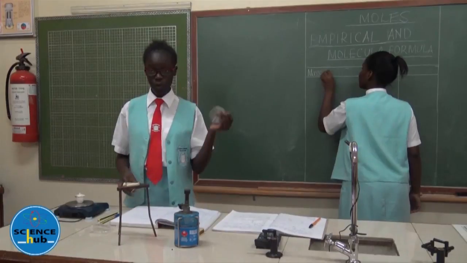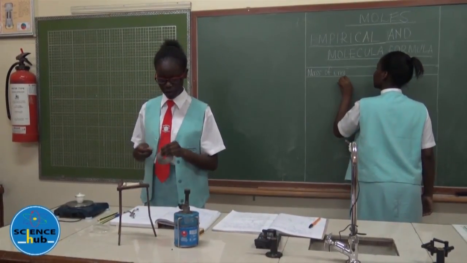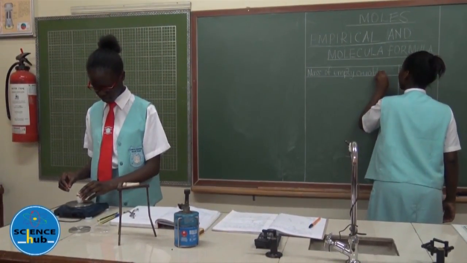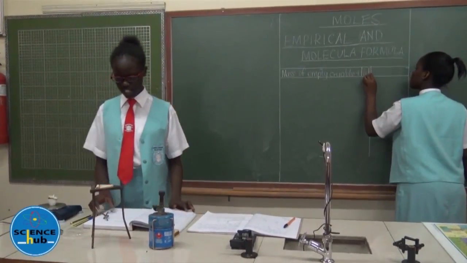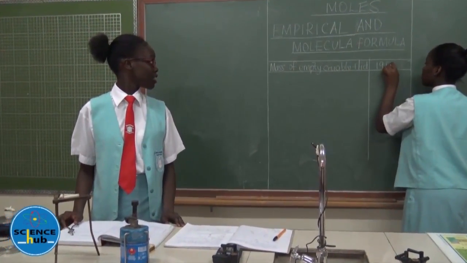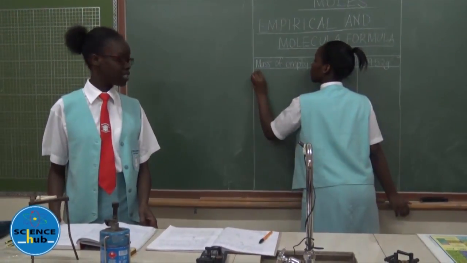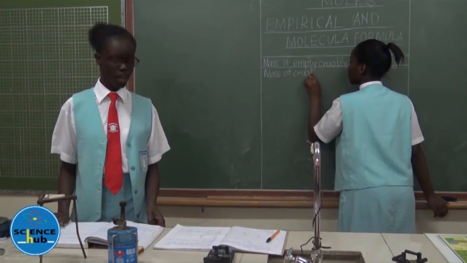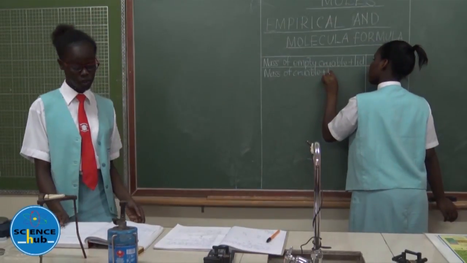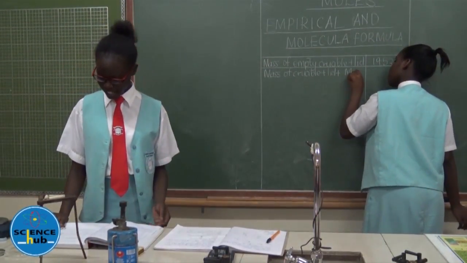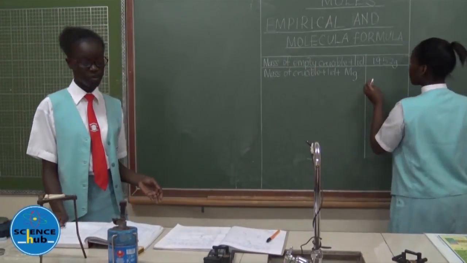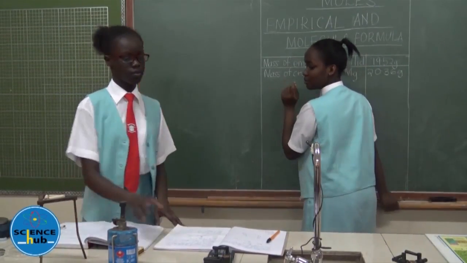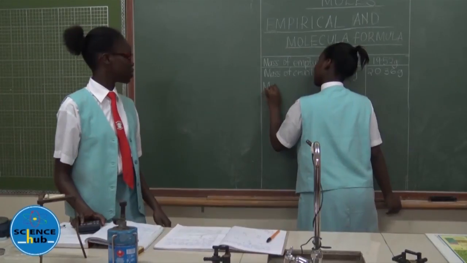As she's doing that, we'll also record the mass of a magnesium ribbon in the crucible and in the lid. The reading is 20.36 grams. That is the mass of the crucible, the lid, and the magnesium ribbon. From there, we can get the mass of the ribbon used. That would be the mass of the magnesium ribbon, the crucible, and the lid subtracted from the mass of the empty crucible and the lid. That is the mass of the magnesium ribbon used.